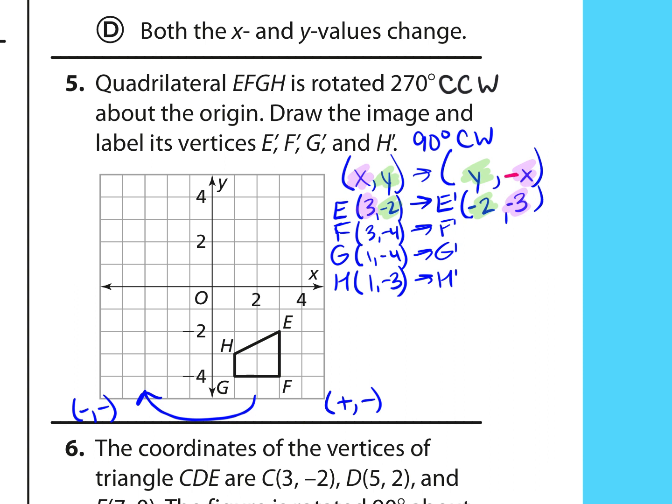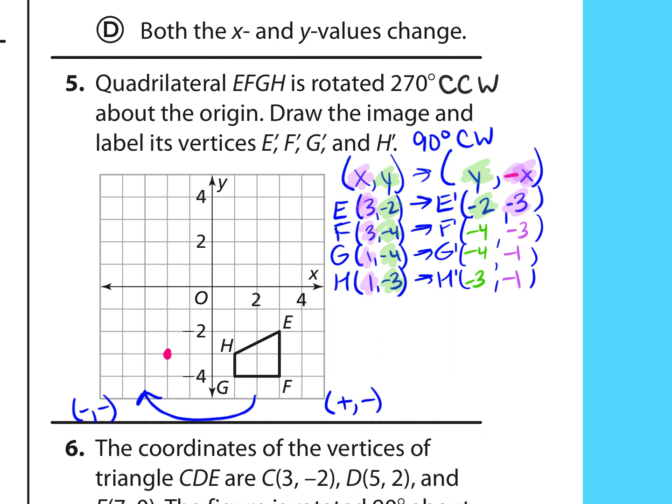Now I'm going to use that for the rest of the ordered pairs. I'm going to go through and get all these first coordinates first. These y's were negative 2, negative 4, negative 4, negative 3. They stayed the same. Negative 2, negative 4, negative 4, negative 3. Then I'm going to look at the x's. I had 3, 3, 1, 1, but they changed their sign to be negative 3, negative 3, negative 1, negative 1. Now I just plot these points.